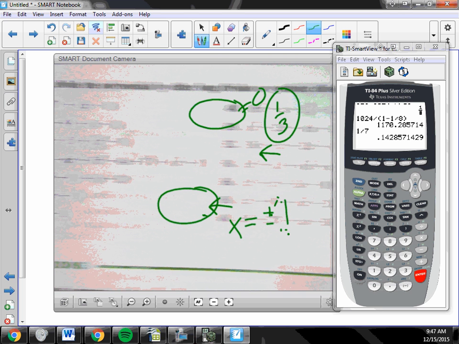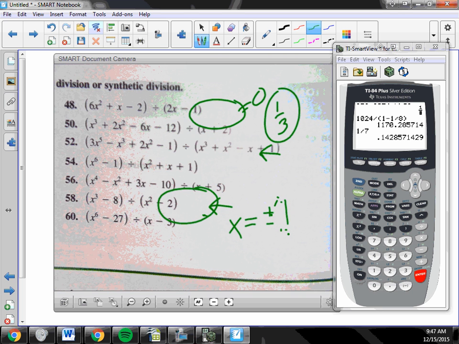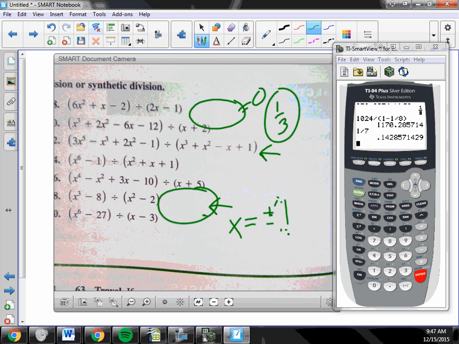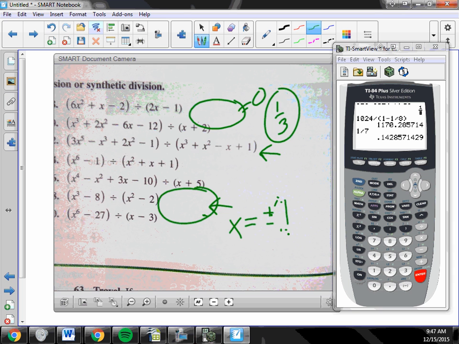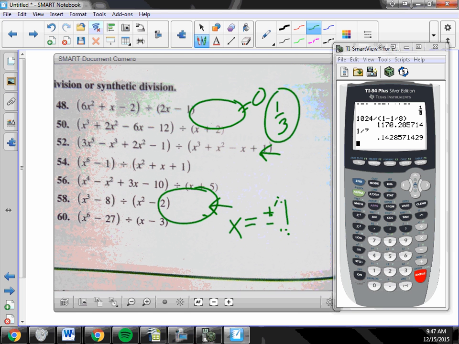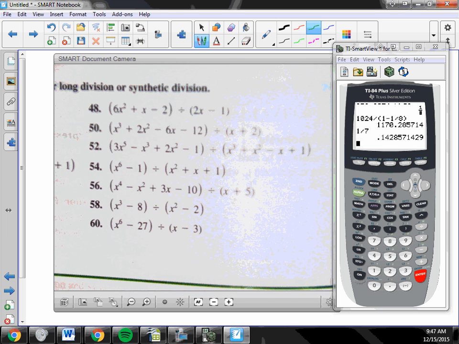What about 52? You don't have to do it, but could you do that with synthetic division? No. That is a quadrinomial, it won't work. So what about 54? No. So use synthetic division where you can and long division where you must.